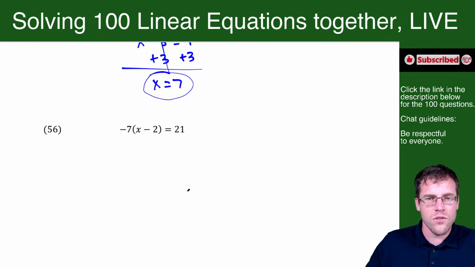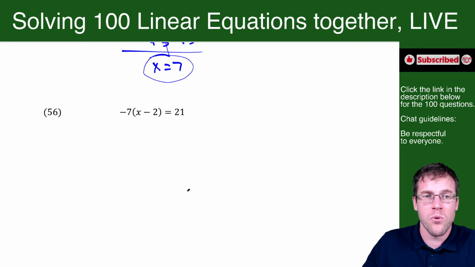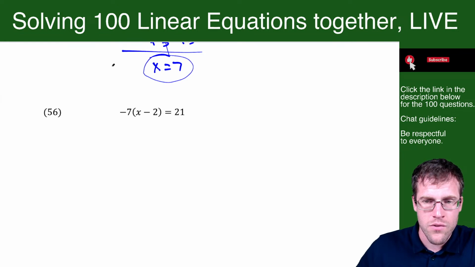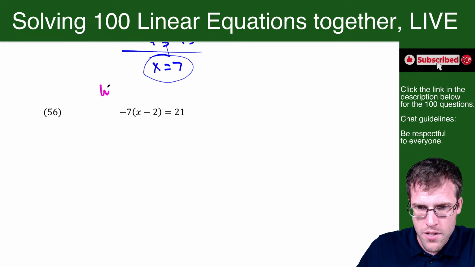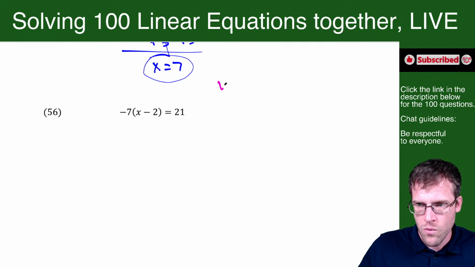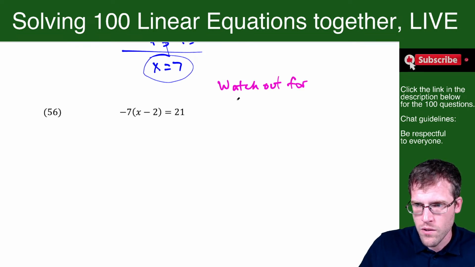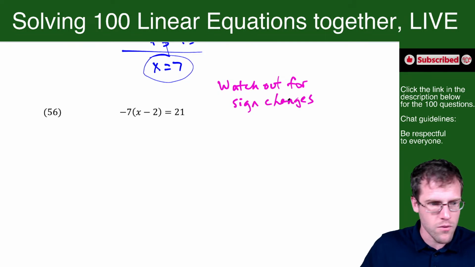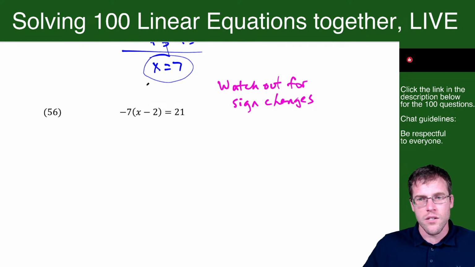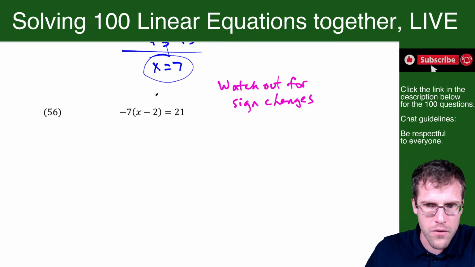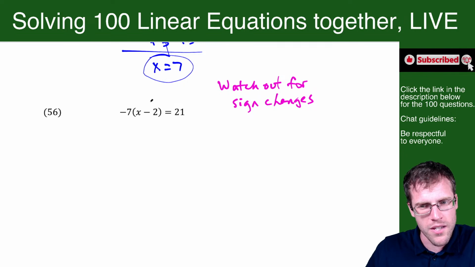All right, so here we'll distribute, and this is one of the most common mistakes. So one thing, just I'll say watch out. Let me write it over here. Watch out for sign changes. Okay, the most common mistake with these types of equations is missing the sign change. All right, so that is one thing you've got to be really careful of.